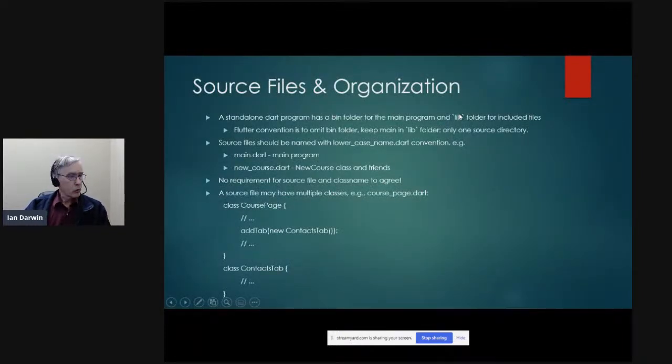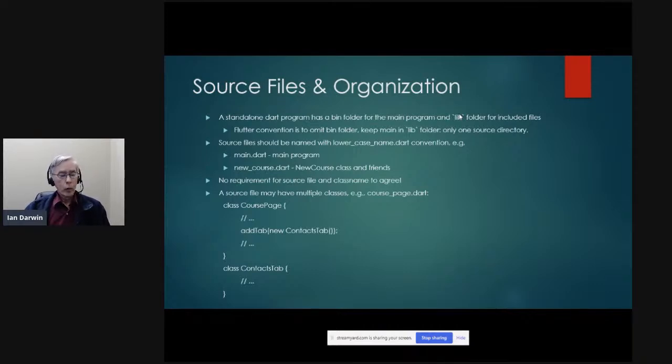So how do we organize programs? If you are using the normal way of doing things in Dart, a standalone program has a bin folder for the main program and a lib folder for everything else. Well, that's kind of silly because there's always just one file in the bin. So the Flutter people ignored that slightly and keep the main in the lib folder along with everything else. That simplifies it. There's only one source folder. And there may be subdirectories under it when your program grows to that point.